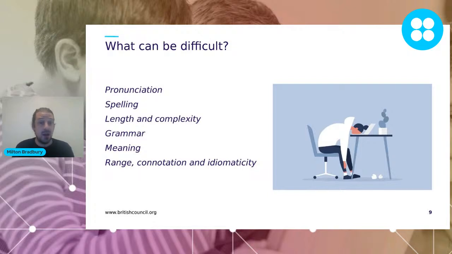Meaning, sometimes the meaning itself can be a bit tricky to understand, but also there can be various meanings, so that can be tricky as well. And range, connotation, and idiomaticity. So it's difficult to learn a word. Next slide, please.